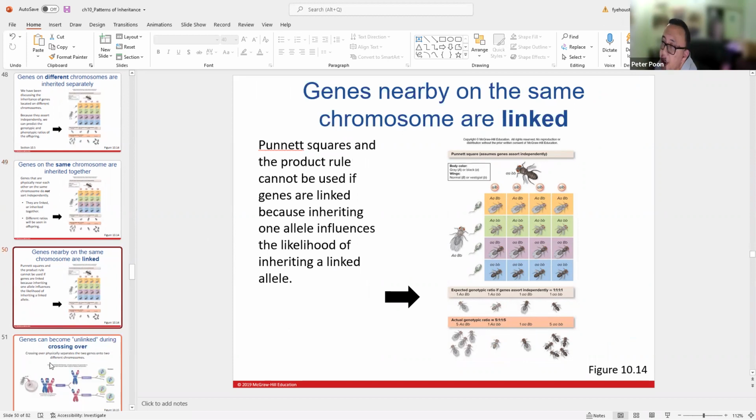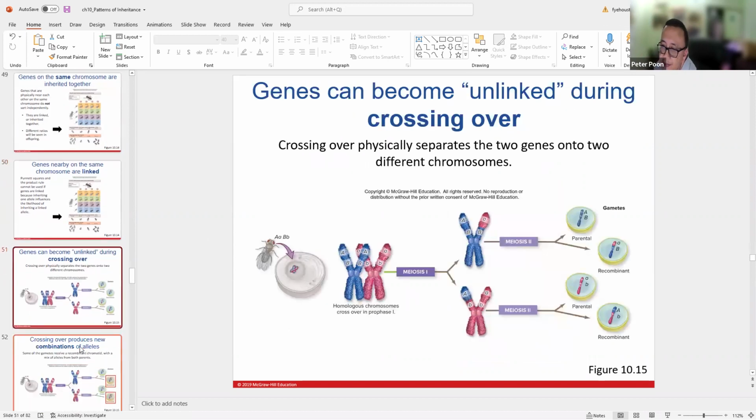Punnett squares and product rules are for more unlinked objects. If genes are linked together, then they usually stay together. The only time they become unlinked is during crossing over, because crossing over can swap little bits of DNA, and I can occasionally have a crossing over event between 1 and 2. In real genetics, we can calculate that, but you guys don't need to know how to calculate that.